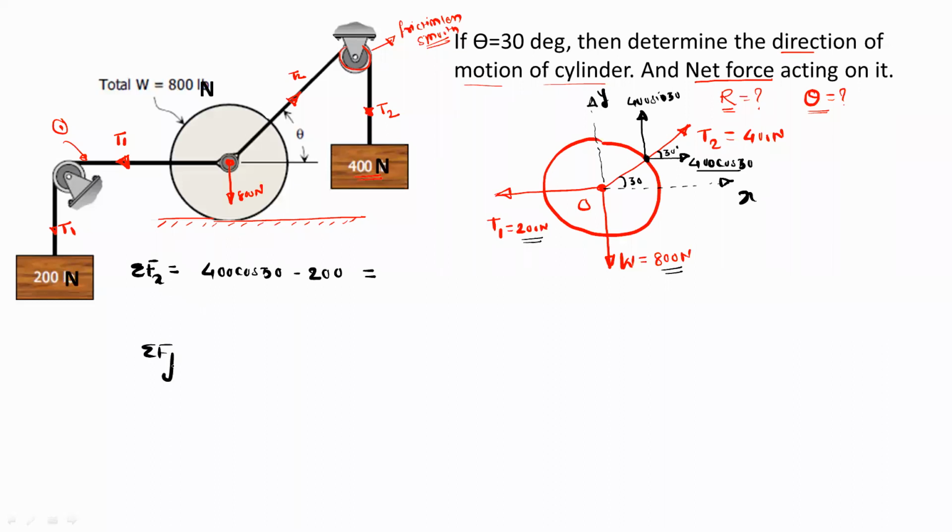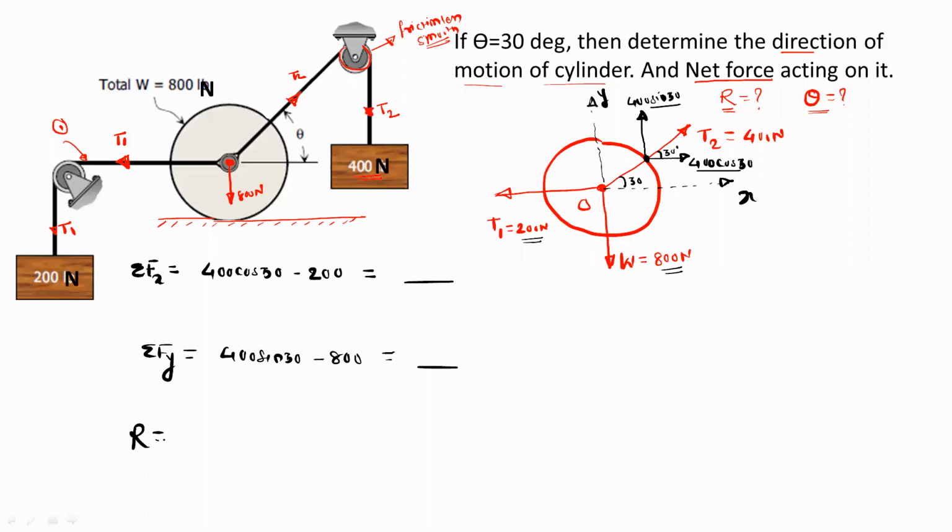Then find out the summation Fy. For summation Fy, the first component is 400 sin 30 in the positive y direction, and 800 Newton, that is the weight, in the negative y direction, so this is minus 800. This will give the summation Fy value. So calculate this value: 400 cos 30 and 400 sin 30 minus 800.